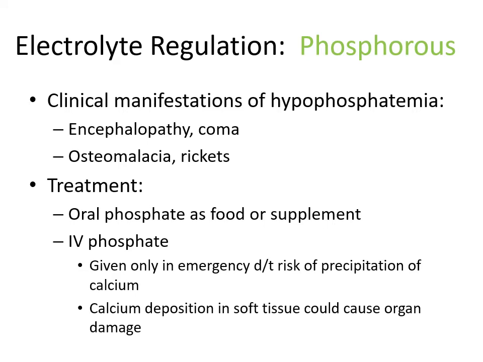So clinical manifestations of hypophosphatemia include encephalopathy and coma, and osteomalacia and rickets. And so the treatment is an oral phosphate in the form of food or supplements, and then IV phosphate, but this is only given in emergencies due to the risk of precipitating calcium, which is you can actually grow calcium crystals in your blood vessels, which is very dangerous. And calcium deposition into these soft tissues can cause organ damage. Specifically, we're looking at the heart and lungs.